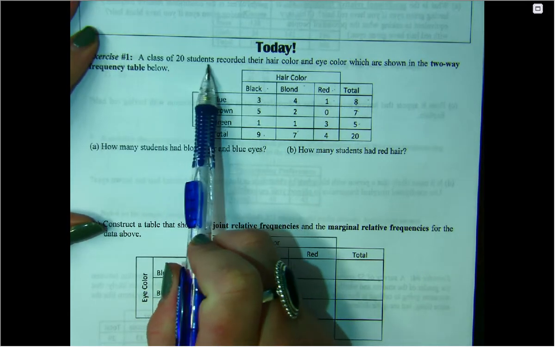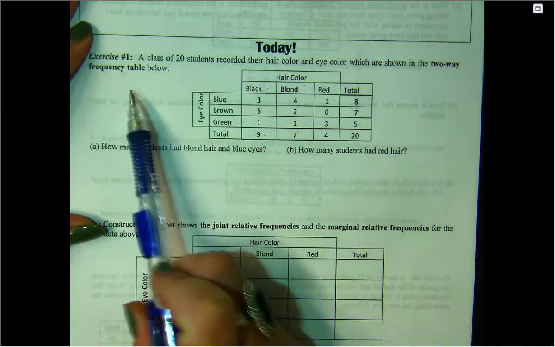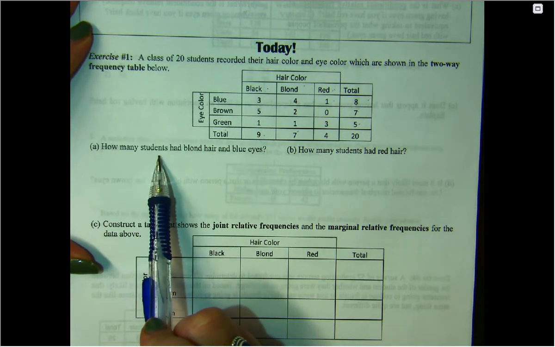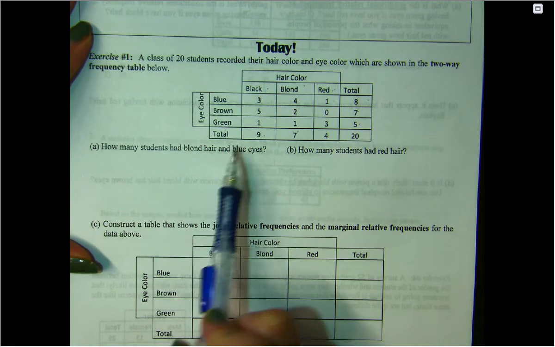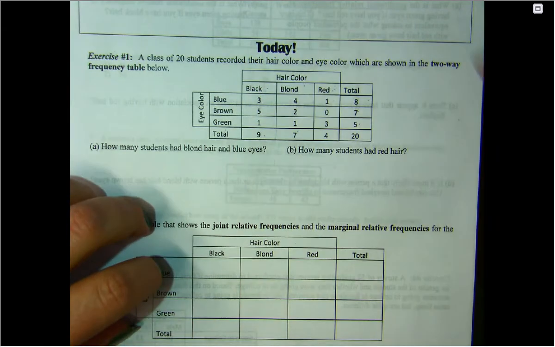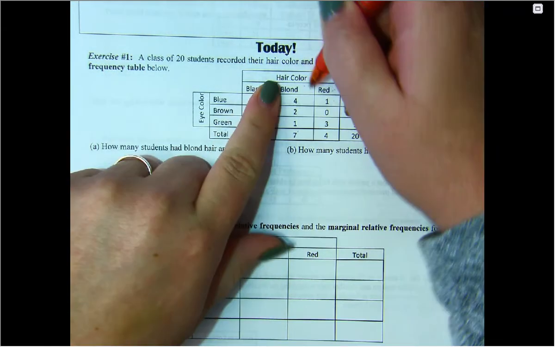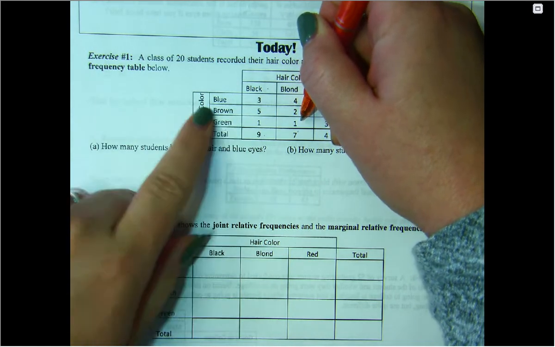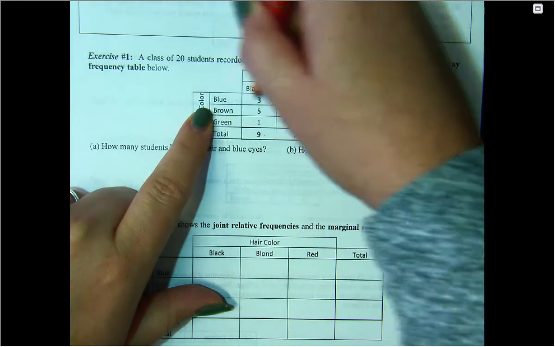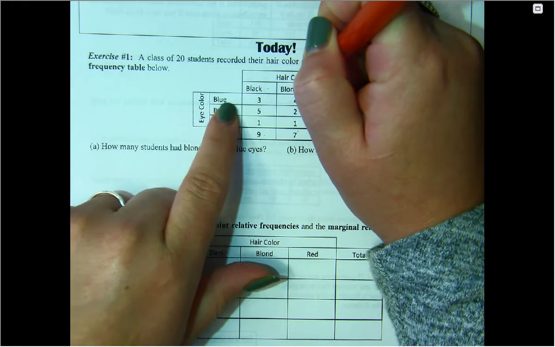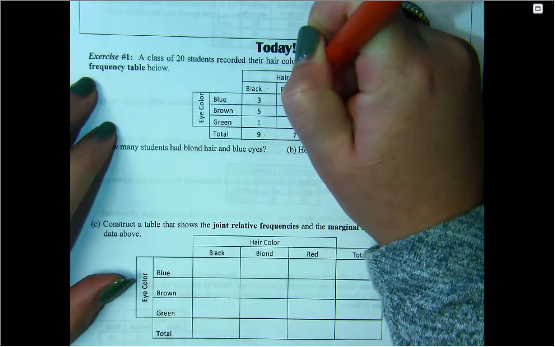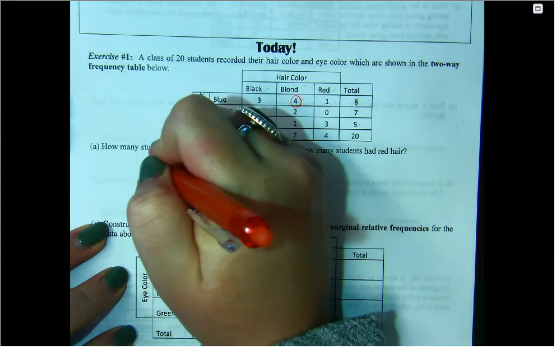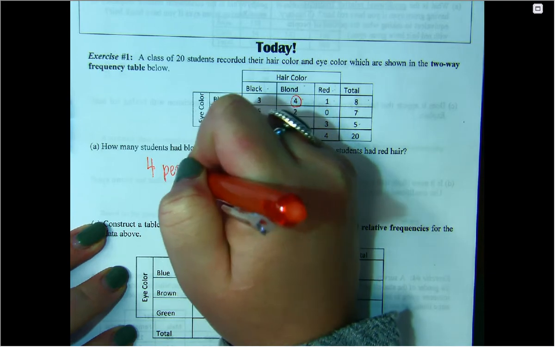So a class of 20 students recorded their hair color and eye color, which are shown in the two-way frequency table. I just explained to you what a two-way frequency table is. How many students had blonde hair and blue eyes? So what I'm trying to do is look for blonde hair. So this is the column that has blonde hair. But I want to combine that with blue eyes, and this is the row that has blue eyes. So when I combine blue eyes and blonde hair, I'm left at this number 4. So this would be 4 people.